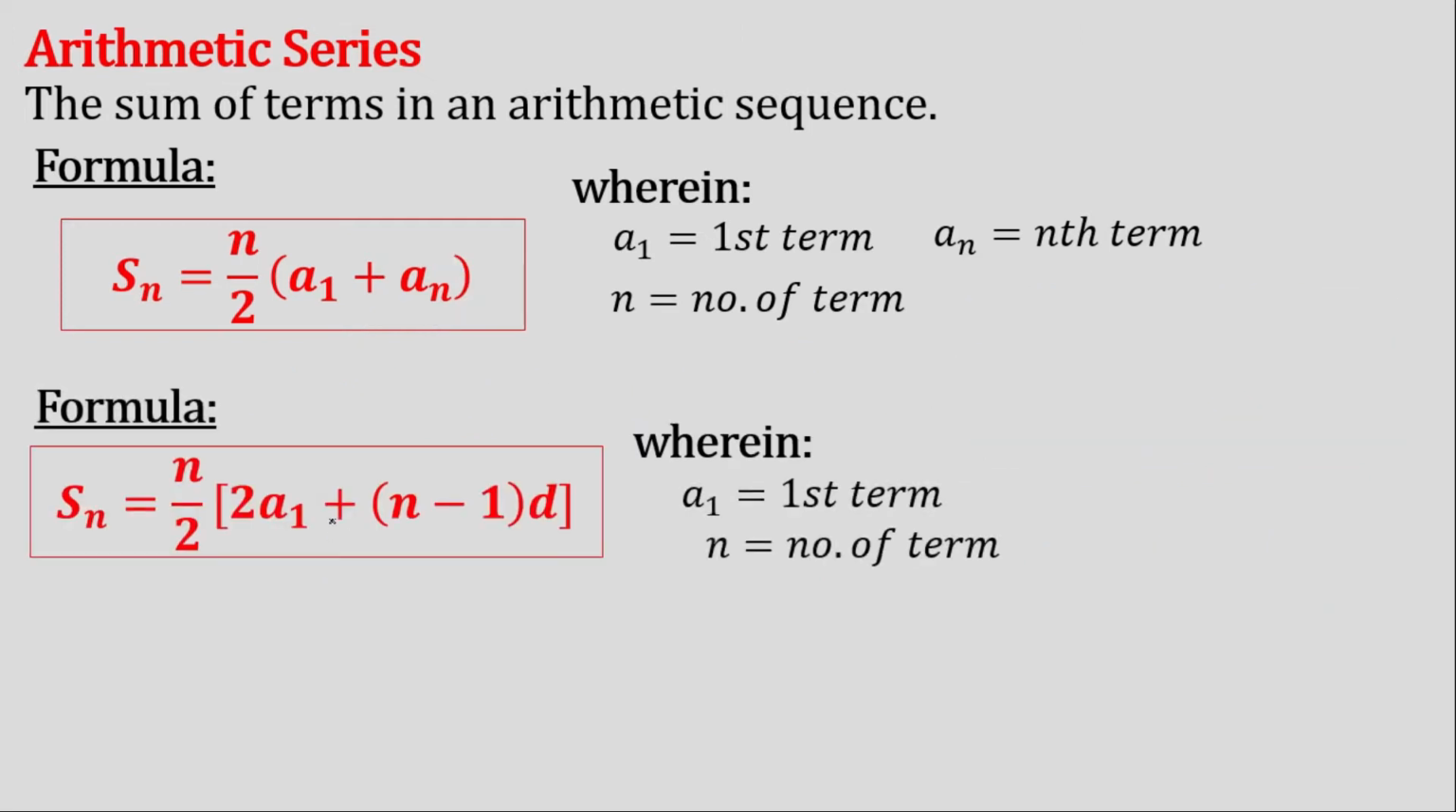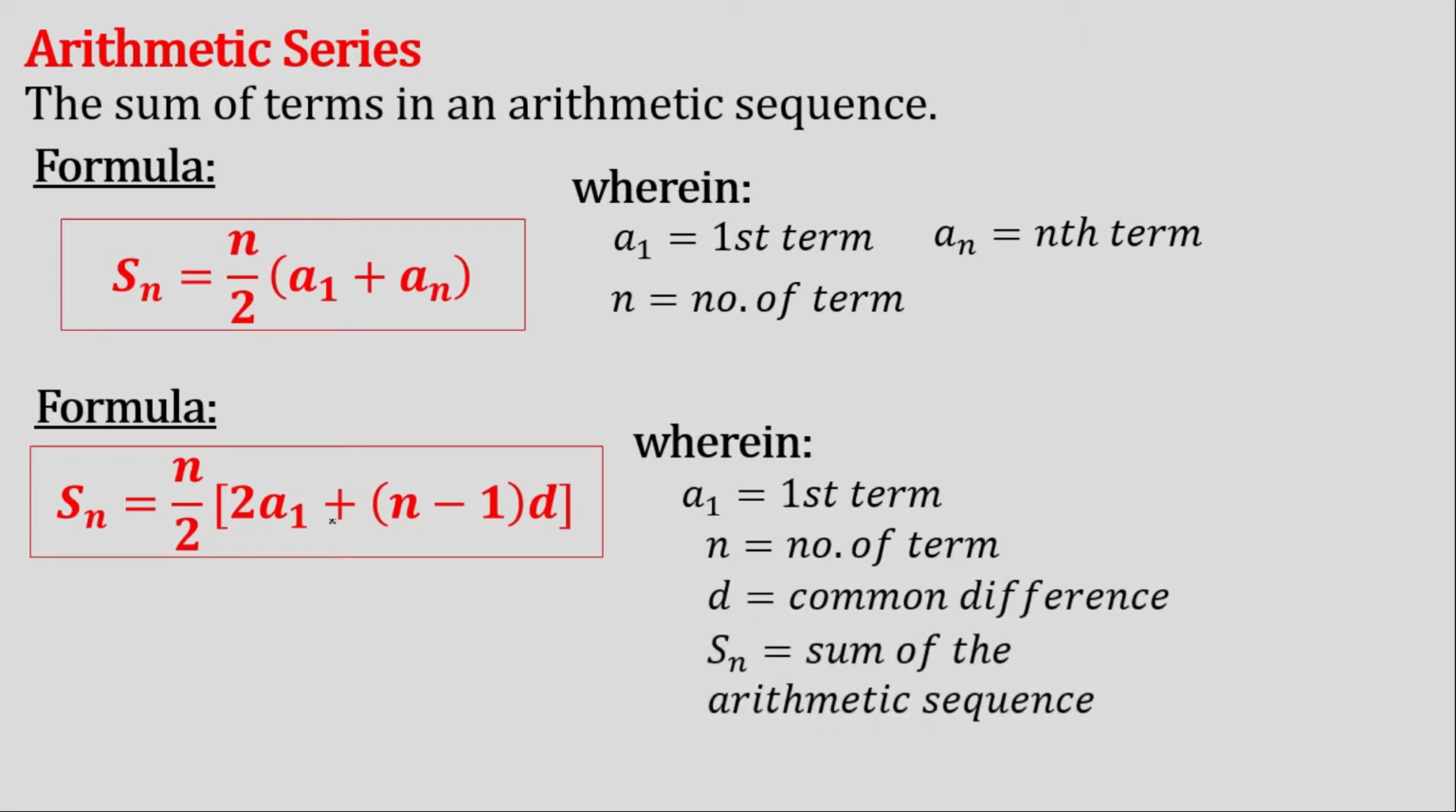Now, since we have a new formula, we can now find the sum of the first n terms if we have the following given: first is a sub 1, n, and the common difference. So all these three variables are what we need in order for us to find the sum of the first n terms of the arithmetic series.